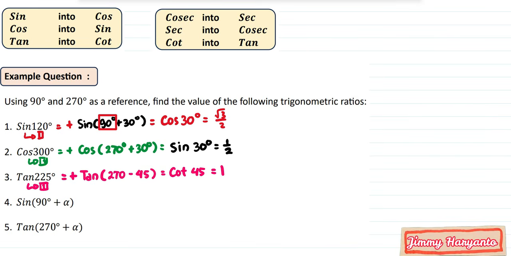Okay, next is this one. 90 plus alpha lies in the second quadrant. Sign in the second quadrant is positive. And then you can ignore the 90, but because it's 90, you have to change the sign into like this. And then this one is in the fourth quadrant. Tangent in the fourth quadrant is negative because we use 270 degree. That means the tangent has to change into cotangent, and then you ignore the 270. You get negative cotangent alpha.